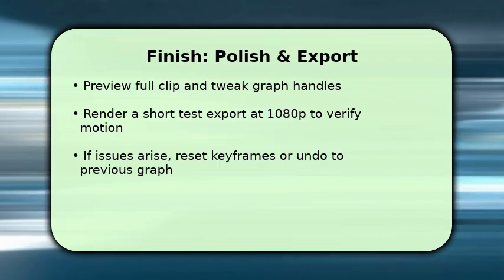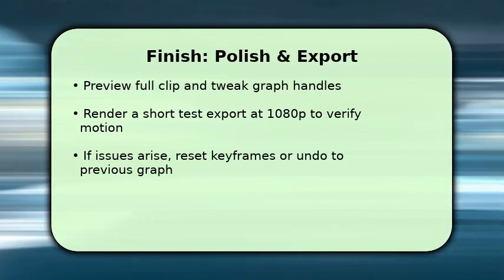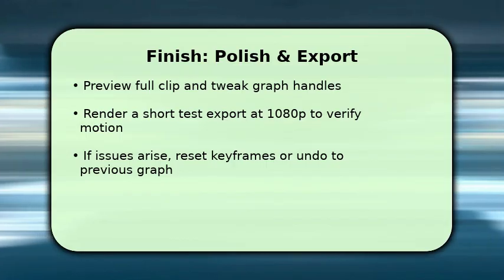If the motion looks wrong, reset or delete problematic keyframes and redo that segment. This quick reset is often faster than tiny incremental fixes and resolves most graph glitches.